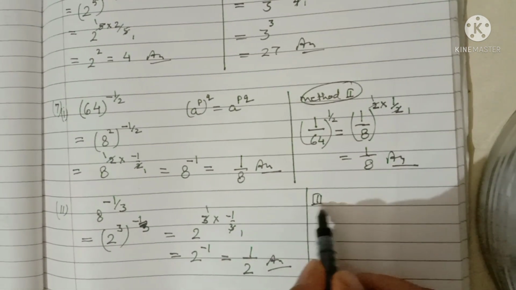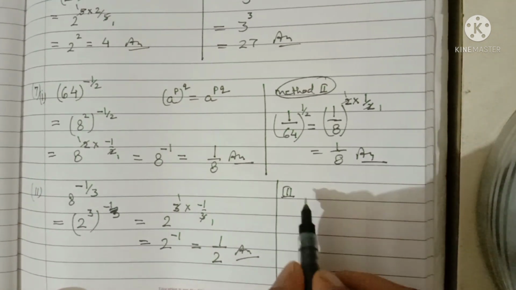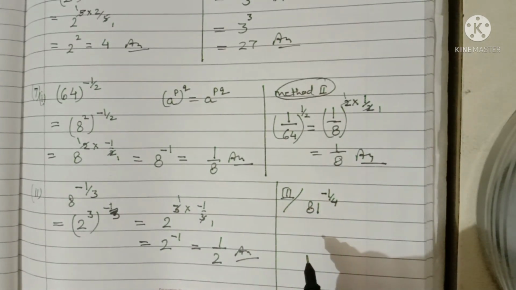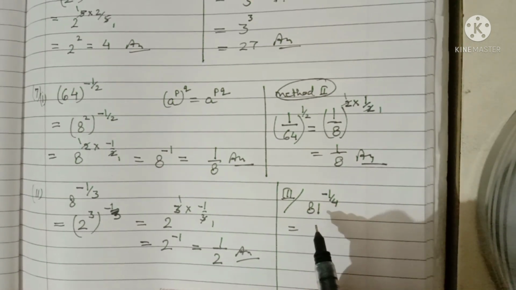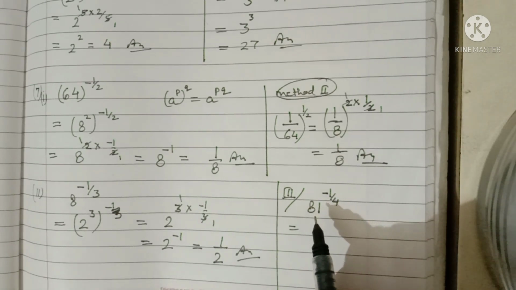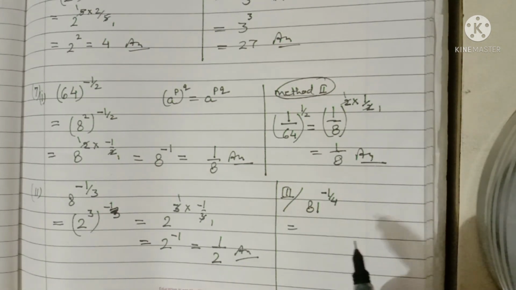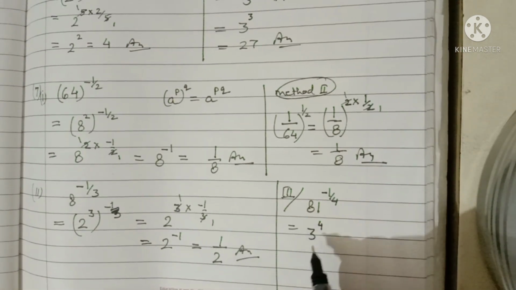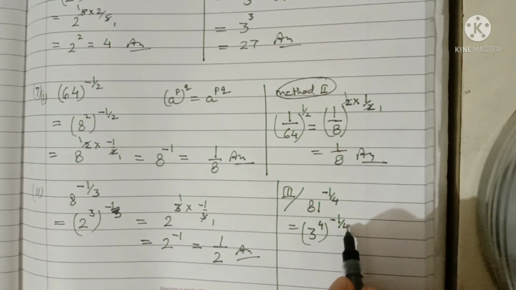Now third, part third, 81 to the power of minus 1 upon 4. Take the prime factors of 81 so that it becomes the power 4 of that prime factor. So you know, when you break it into 3, 3 3s are 9, 3s are 27, 3s are 81. So you can write it 3 to the power of 4 to the whole power of minus 1 upon 4.